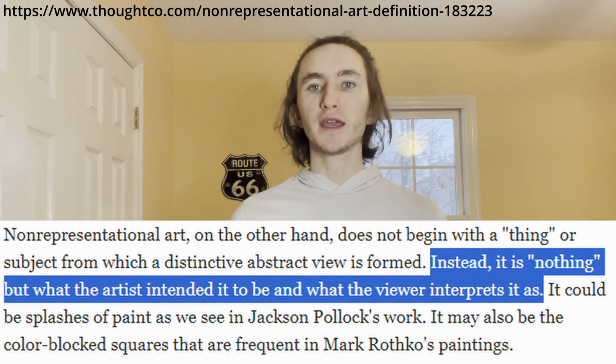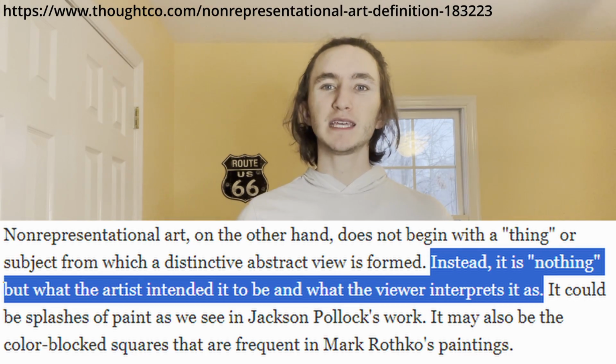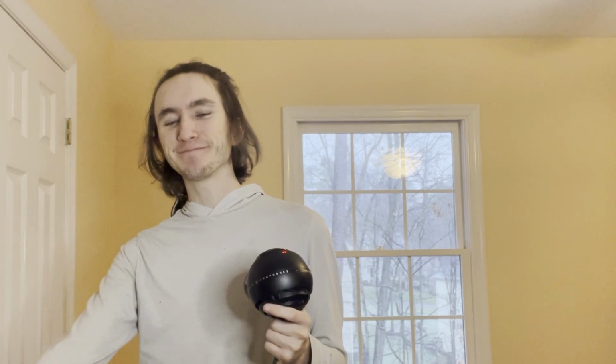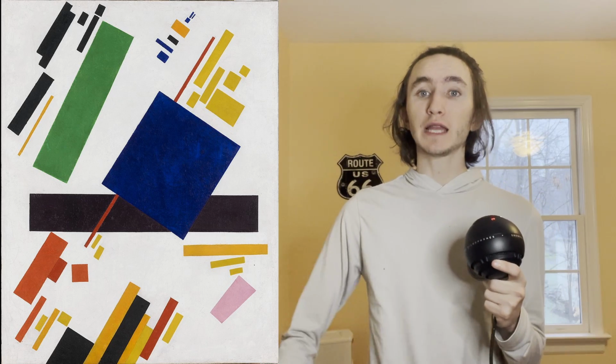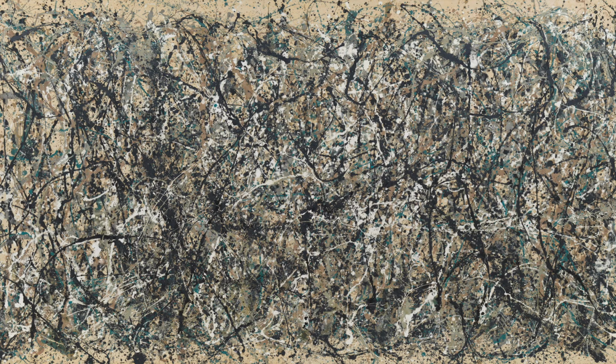So non-representational art represents nothing but what the artist intended it to represent. So it's like the kind of art that everyone hates, basically. Or that a lot of people do. A lot of men do. Sorry boys, if you're watching. Yeah, so some of the artists I found when I was looking into this were Kazimir Malevich, Jackson Pollock, and Mark Rothko. If you're a hater of this kind of art, have you ever considered not being that?